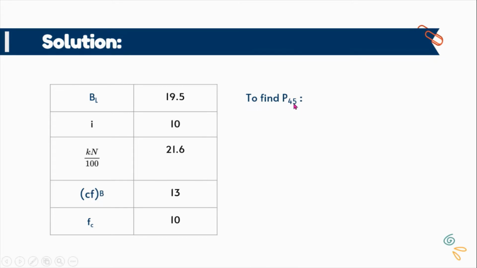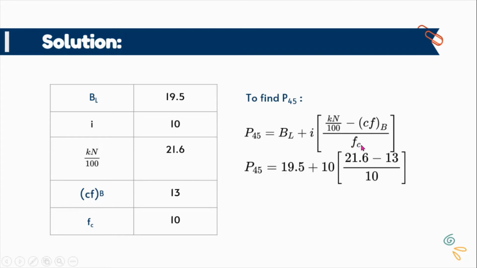To find the P sub 45, or the 45th percentile, we are going to use this formula: B sub L plus I times the quantity of Kn over 100 minus Cf sub B, all over F sub C. So by substitution, the B sub L is 19.5 plus the class size 10 times the quantity of 21.6, the Kn over 100, minus 13, the value of Cf sub B, all over 10, which is the value of F sub C. So now the 45th percentile, or the P sub 45, is equal to 28.1.